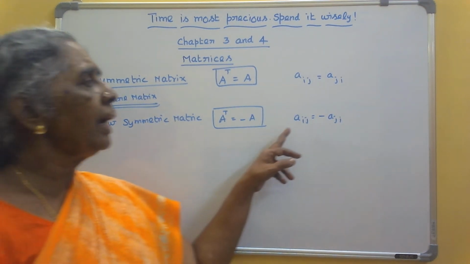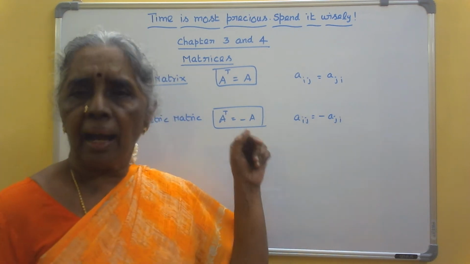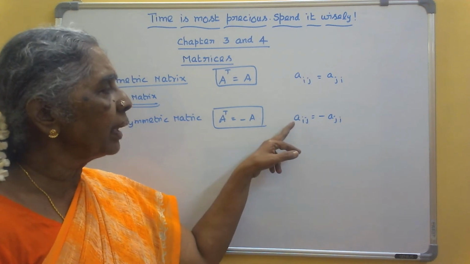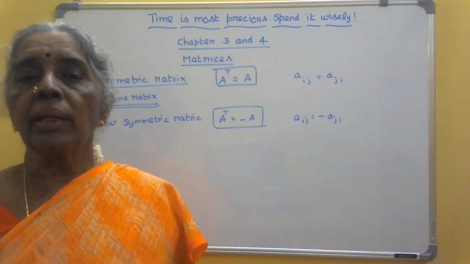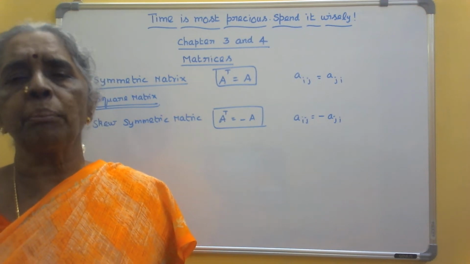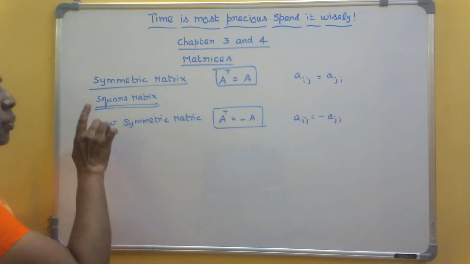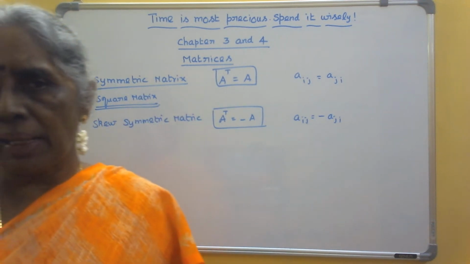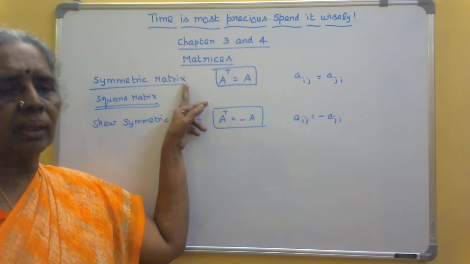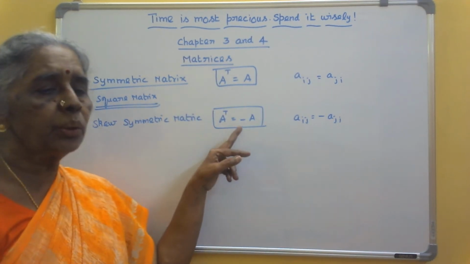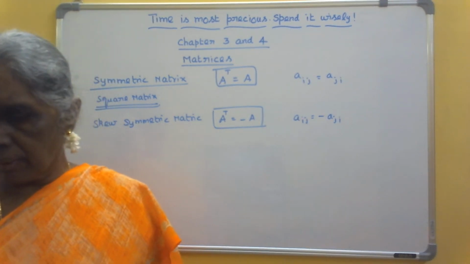Then, if A^T is equal to minus A, it is called a skew symmetric matrix. Here, Aij will be equal to minus Aji. That is, if your A12 element is 2, then your A21 element will be minus 2. So, symmetric and skew symmetric both should be square matrices. If A^T is equal to A, it is symmetric. If A^T is equal to minus A, it is skew symmetric.